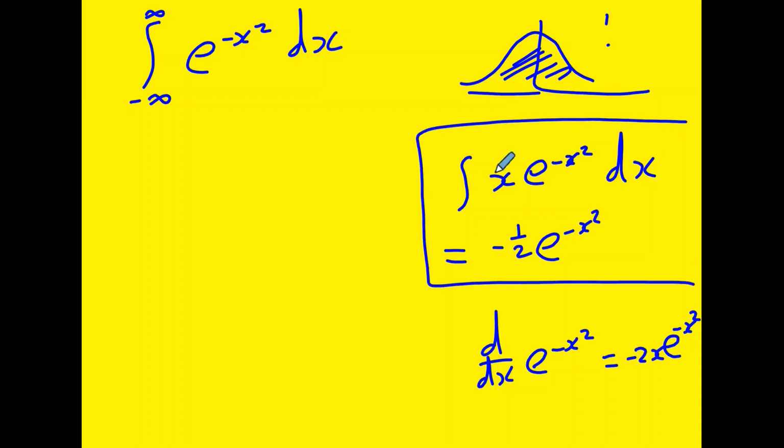But as soon as you get rid of the x, I need something that integrates to give e to the minus x squared. It just falls apart. And so that's what makes it so difficult, essentially.